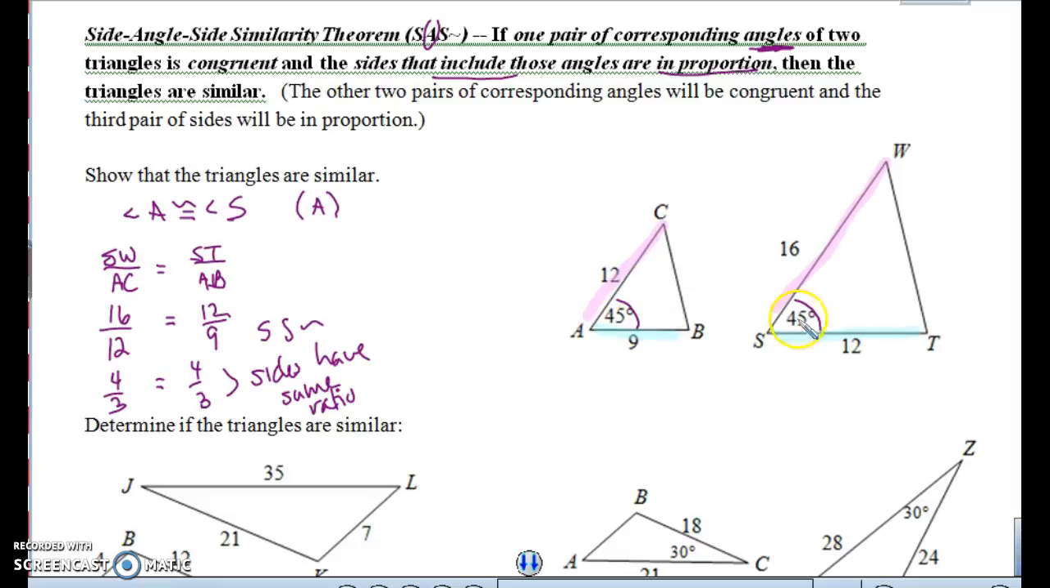So the angle that is between the two proportional sides is congruent. So that means that triangle ABC is similar to triangle STW by side angle side similarity. Don't forget the little tilde on the end that shows that you're doing similar and not congruent. If it's without that, you're assuming it's congruent.